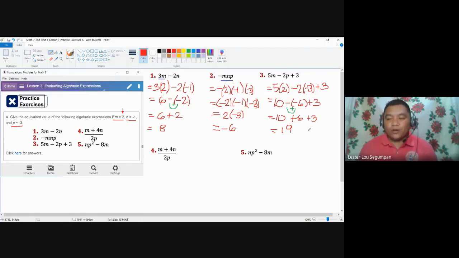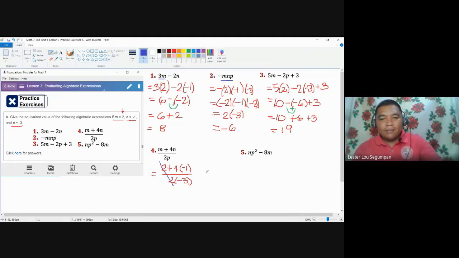Let's proceed with number 4. Number 4 now uses division. Okay? So just going to tell you first to substitute. So m becomes 2 plus 4 times n, which is negative 1, over 2 times p, which is negative 3. In this process, do not, I repeat, do not cancel this out, okay? Because this is separated by addition.